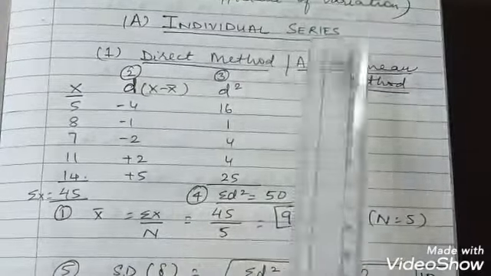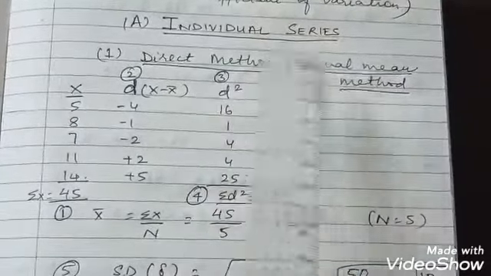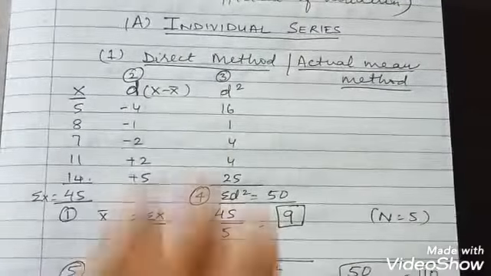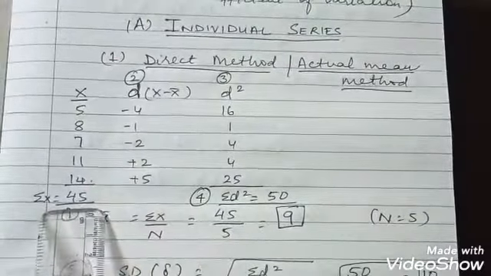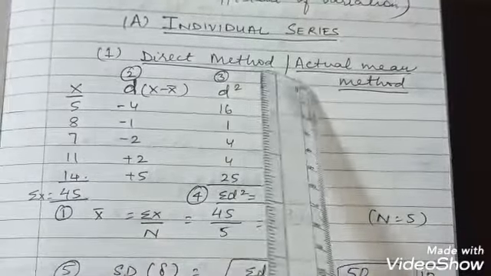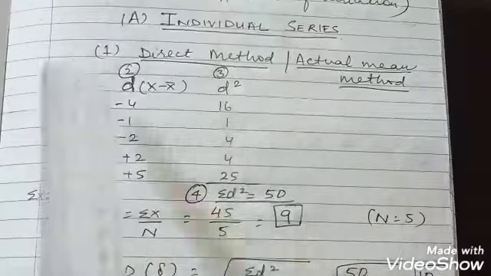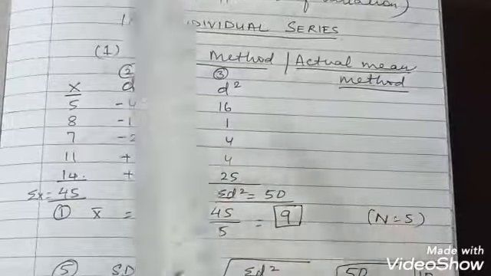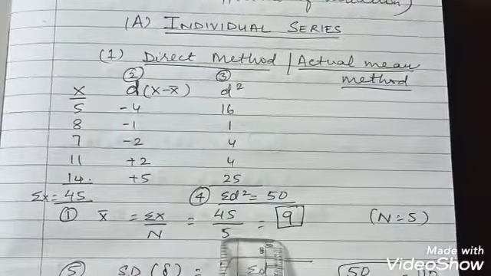So the first series is individual series, and the first method we're doing is the direct method, which is also known as the actual mean method. This is a numerical. In individual series, only this x is your numerical, your question. The very first step, you will remember one thing. Whenever you have to calculate mean deviation from mean, or standard deviation from mean, जब भी तुमने mean से कोई भी चीज calculate करनी है, या direct method होगा, सबसे पहली step होगी तुम actual mean ढूंढोगे.